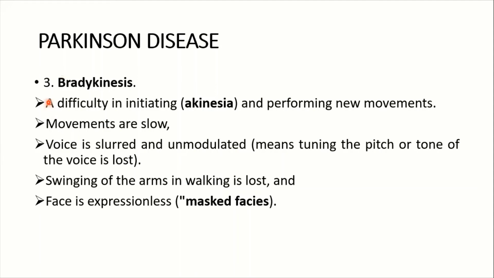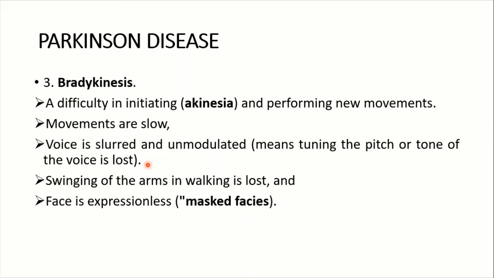So TRAP continues, TR and then the A. The third word is akinesia or bradykinesia. This is a difficulty in initiating and performing new movements, and here the movements are slow. Voice is slurred and unmodulated. Unmodulated means the tuning of the pitch or tone of the voice is lost. That would be a very monotonous voice, right?